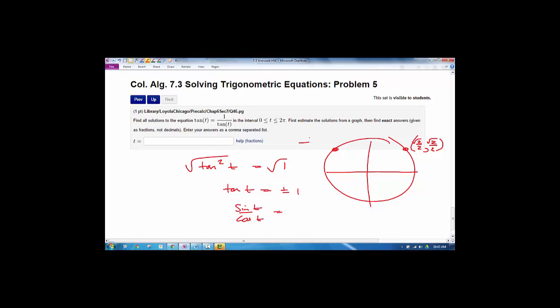This point over here would also work, negative square root of 2 over 2 comma positive square root of 2 over 2, because when I divide sine over cosine, it would give me negative 1. So, all these corners work right here in the interval from 0 to 2 pi. So to write all those, I would have pi over 4, comma, 3 pi over 4, as well as 5 pi over 4, and the last one would be 7 pi over 4. All right, hope this helps.